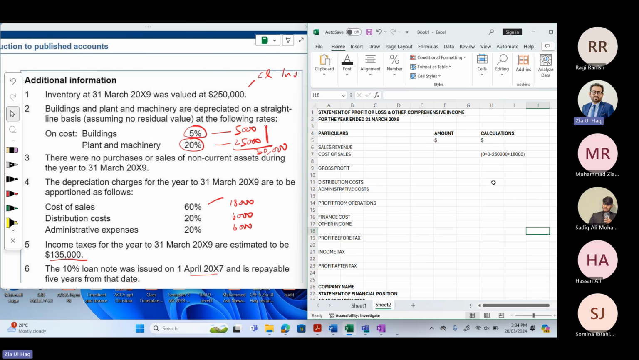And in distribution cost, whatever the distribution cost is, we need to add how much? 6,000. And 6,000 should be added here. Admin cost, so what will be the amount of admin? We will need to add 6,000 here as well. So adjustments 1, 2, 3, 4 are done.